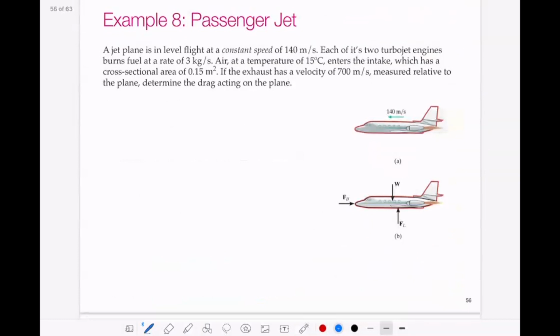So let's look at an example of a passenger jet. We have a jet plane in level flight, so it's horizontal with respect to the ground, at a constant speed of 140 meters per second. Each of its two turbojet engines burns fuel at a rate of 3 kilograms per second. Air at a temperature of 15 degrees C enters the intake, which has a cross-sectional area of 0.15 meters squared. If the exhaust has a velocity of 700 meters per second, measured relative to the plane, determine the drag acting on the plane.